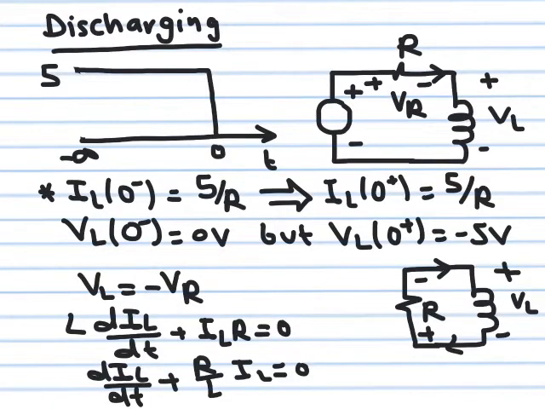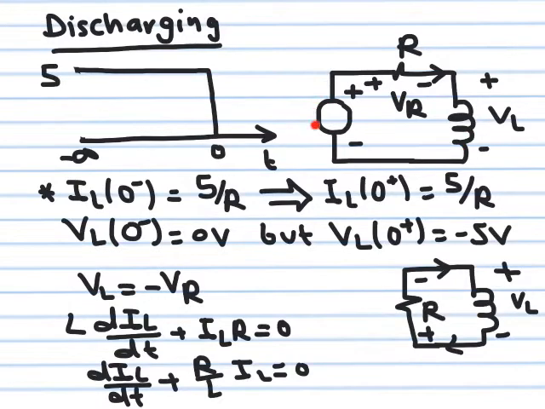Okay, now we switch to the discharging case. So I'm going to consider this situation. We had a voltage of 5 volts from minus infinity to 0, so the circuit already reached its steady state. The circuit has been like this for a very long time.